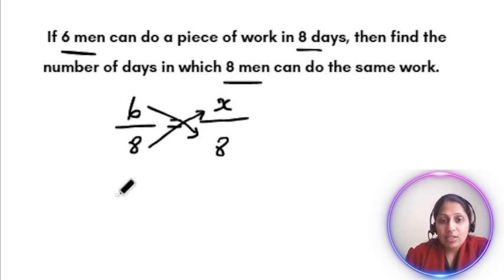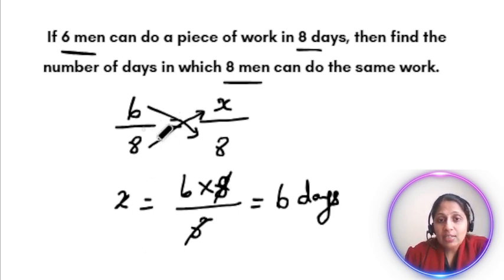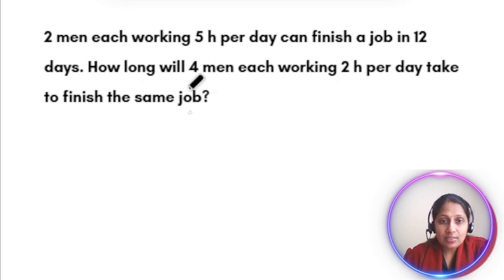So this is your x. So x will be equal to 6 into 8, transposing method, divided by 8. So 8 will cancel. So it will take 6 days for them to finish it. I hope you're clear. This 8 is the number of days. This is about men. How many people do the job? X1 by X2 equals to Y2 by Y1. I hope you are clear. We have to change the positions of the Y2. This is inversely proportional, right? So let's take the next example.